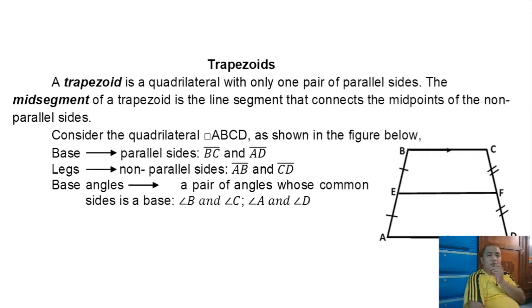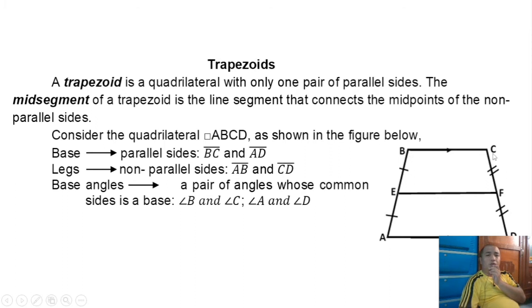So, what is a trapezoid? A trapezoid is a quadrilateral with only one pair of parallel sides. The midsegment of a trapezoid is a line segment that connects the midpoints of the non-parallel sides. So, EF is the midsegment. Otherwise, you can also name it as median, aside from midsegment.